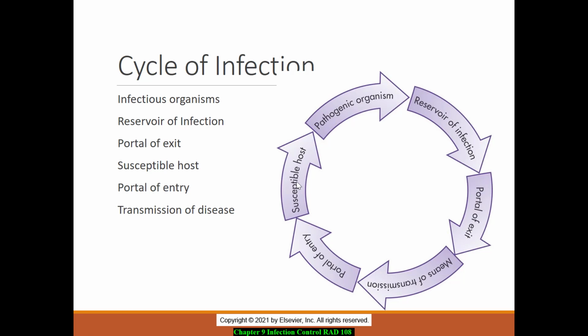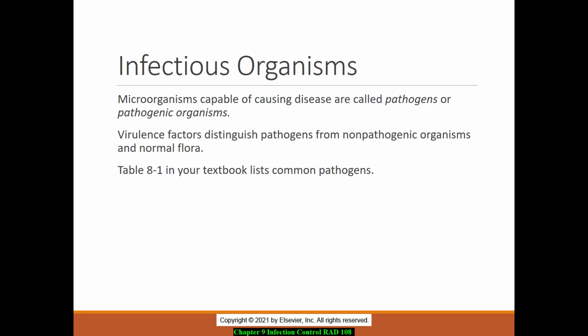The factors involved in the spread of the disease are sometimes called the cycle of infection, which can be transmitted through an infectious organism. When we look at an infectious organism, that microorganism is capable of causing a disease, a pathogenic organism or pathogens, that possess certain properties and factors that distinguish them from non-pathogenic organisms like normal flora.